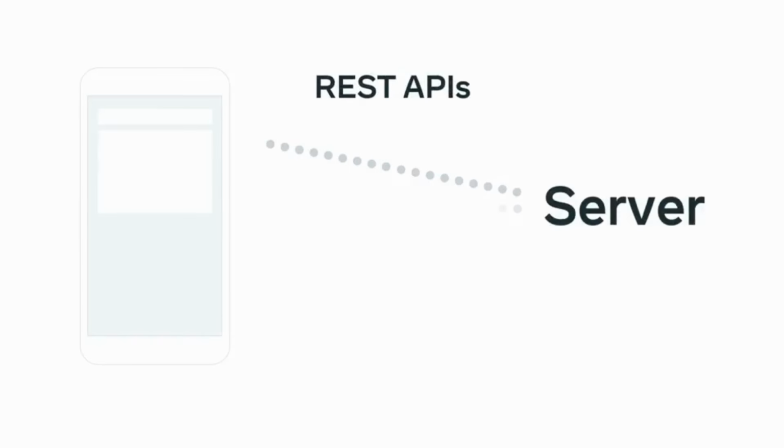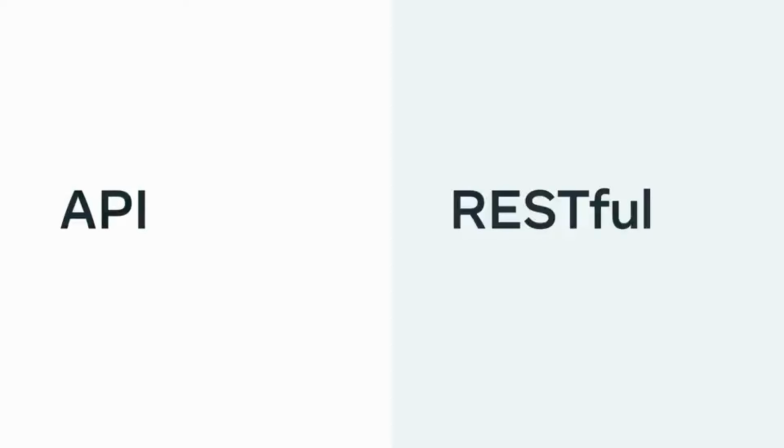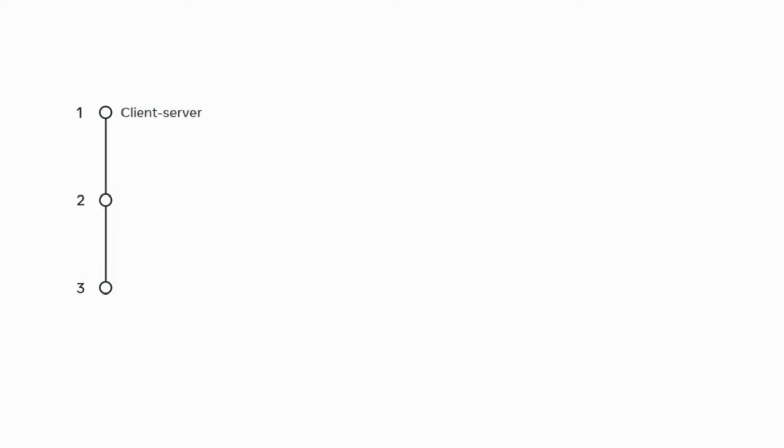REST APIs provide an easy way for you to communicate with the server and access the data that powers your application. But an API is only RESTful if it complies with certain constraints. Let's examine them. It must have client-server architecture, a REST API is always stateless, and it should be cacheable. It should be layered, have a uniform interface, and it might also include code on demand, but this is optional. Let's explore each in more detail.